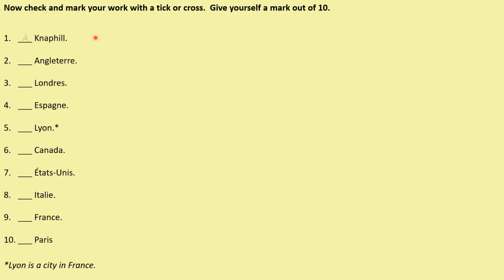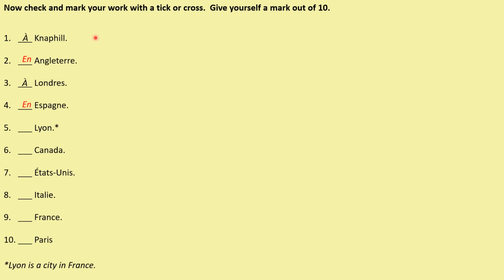1. À Naphill. À because Naphill is a town. 2. En Angleterre. En because Angleterre is a feminine country. 3. À Londres. Londres is the French word for London, which we've come across before. We use à because London, Londres, is a city.